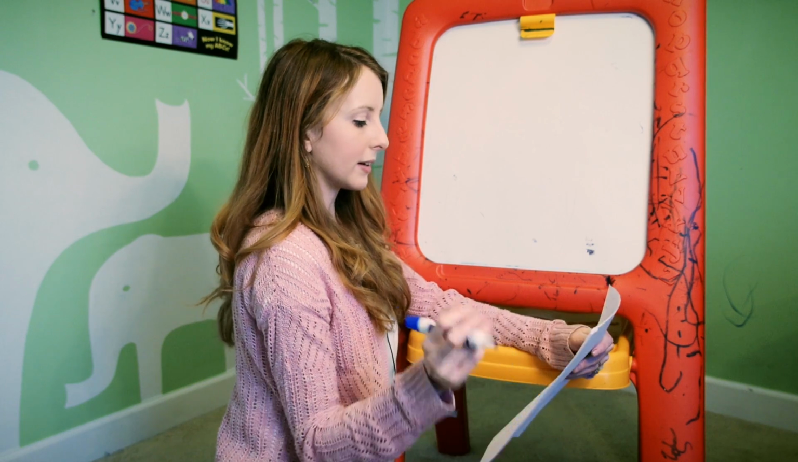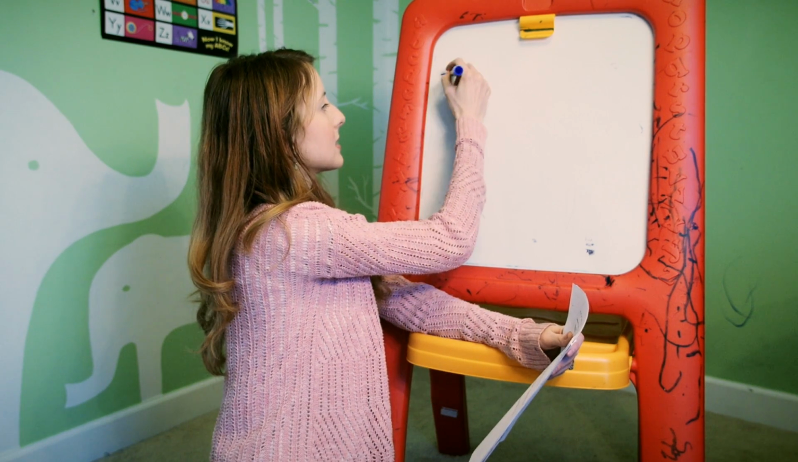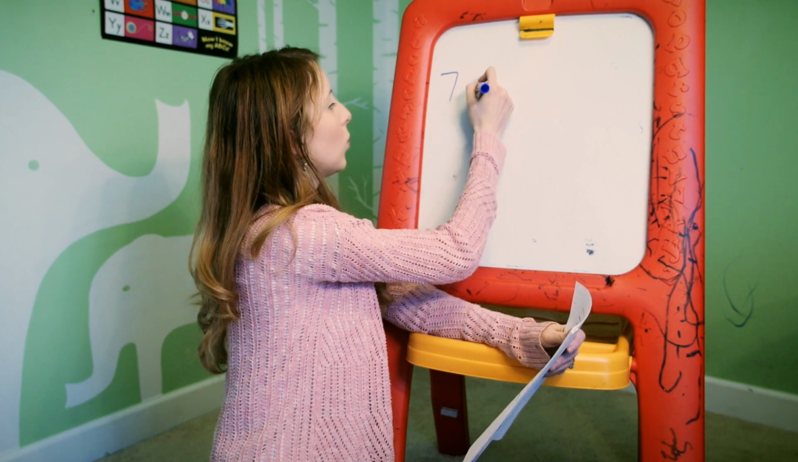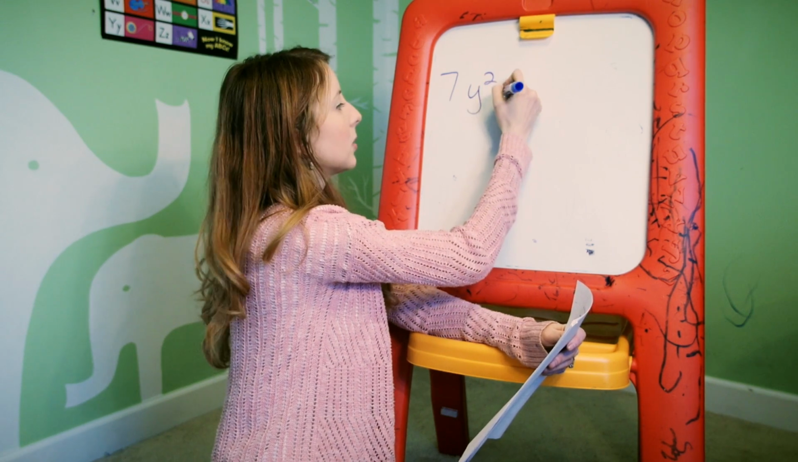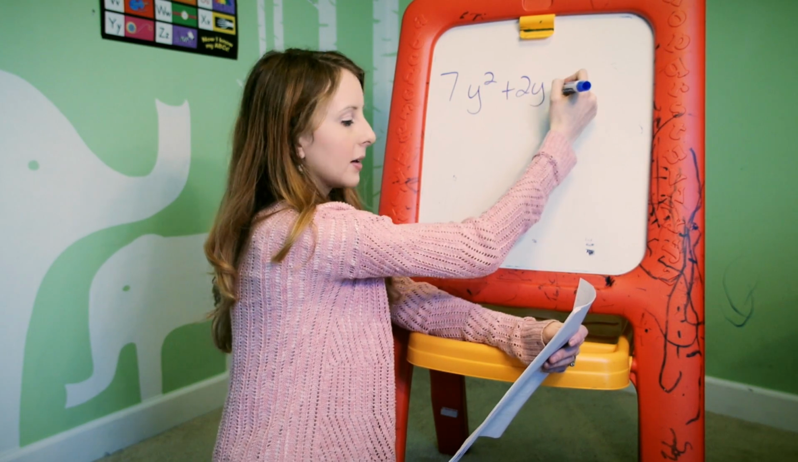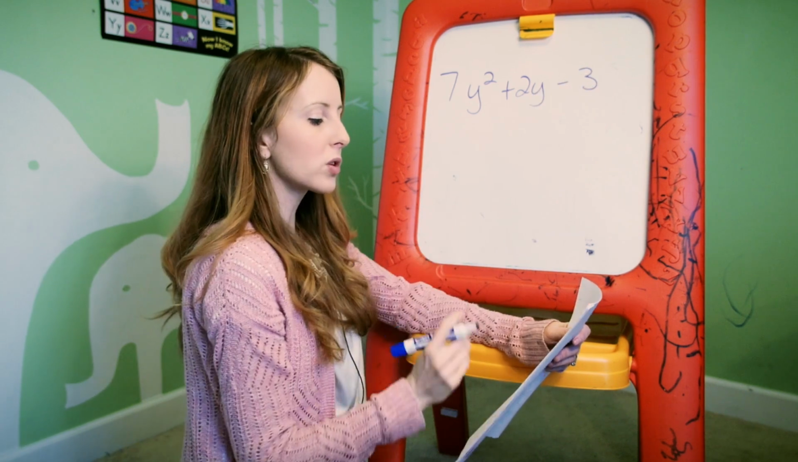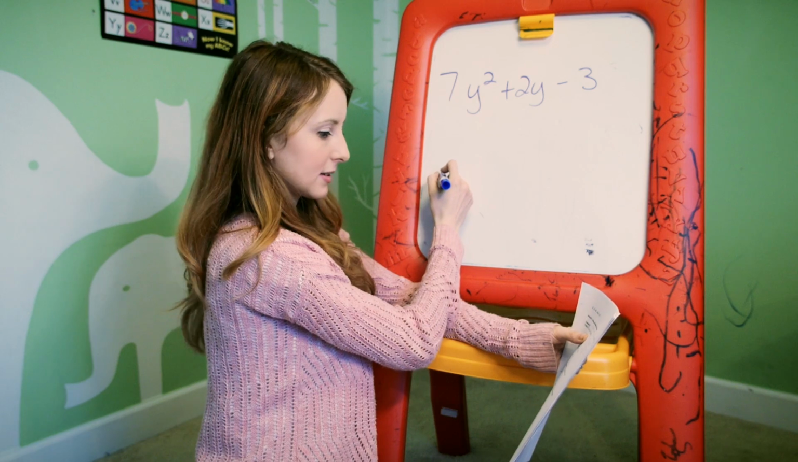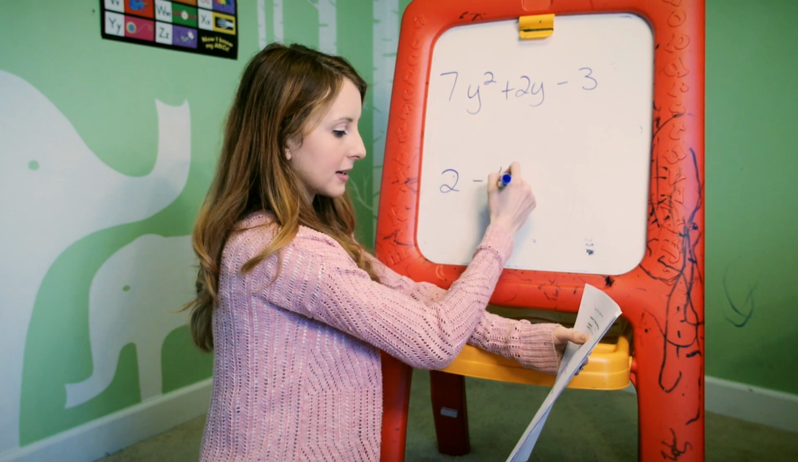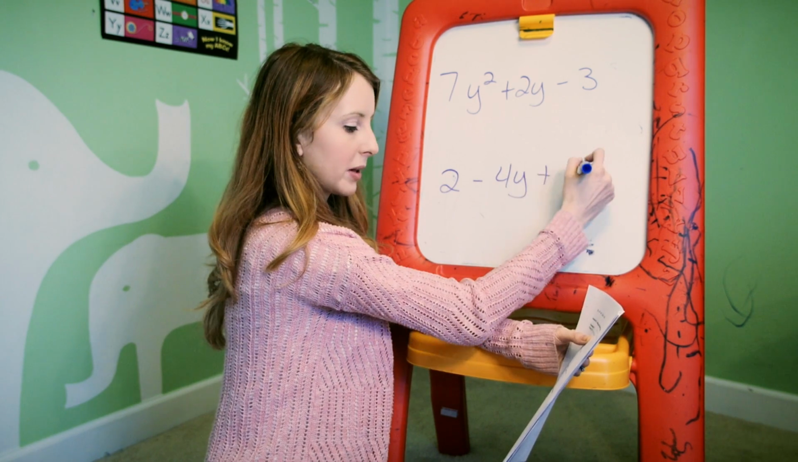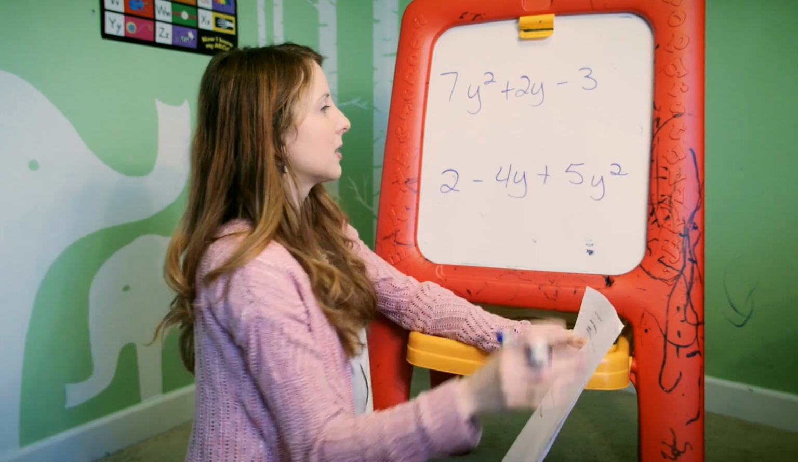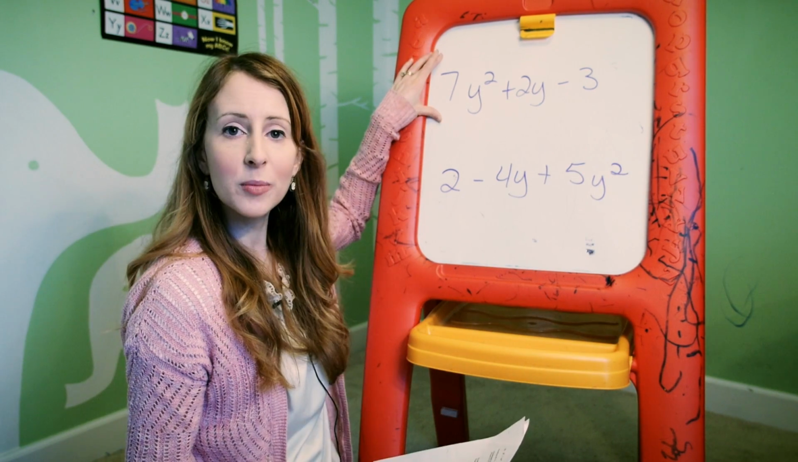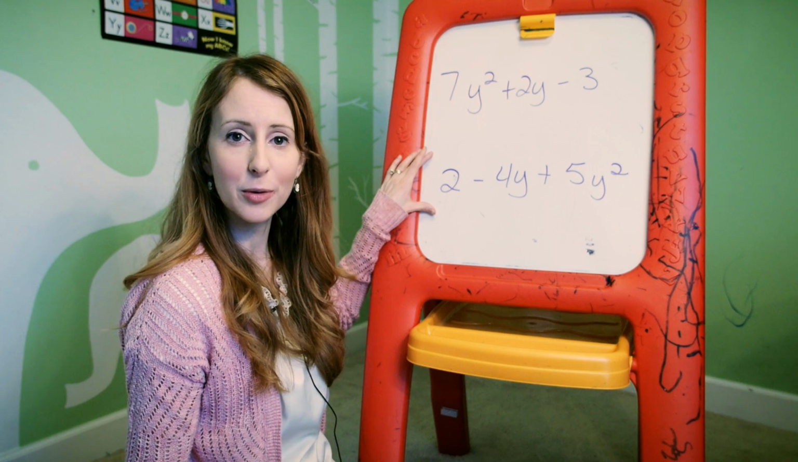Example number 1 has this expression 7y squared plus 2y minus 3. And we're supposed to add to it another expression, which is 2 minus 4y plus 5y squared. So we're essentially taking this polynomial and adding it to this polynomial.